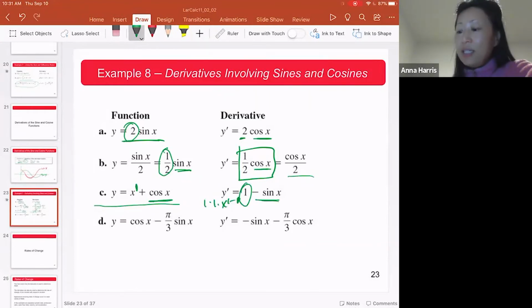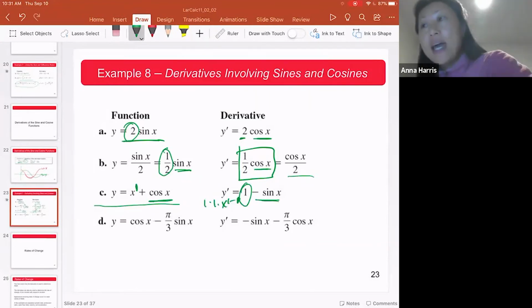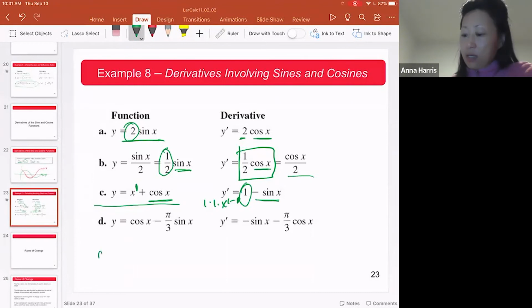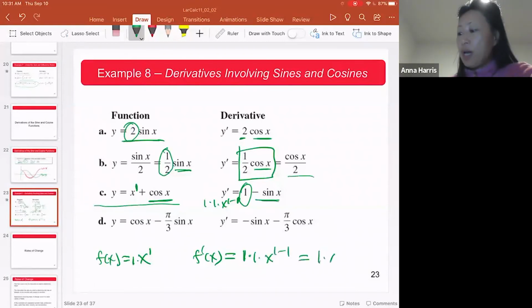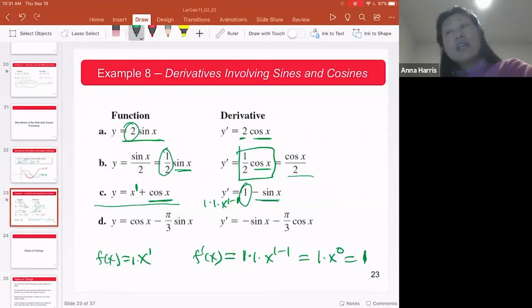Does everybody see why derivative of x is 1? If I give x, what's the derivative of that? That means there's a 1, there's a 1. So 1 times x to the 1 minus 1, which gives me what? 1 times x to 0, which is simply what? 1. So that's another easy one. If you have x as your function, your derivative is simply what? Just the 1, simply 1.